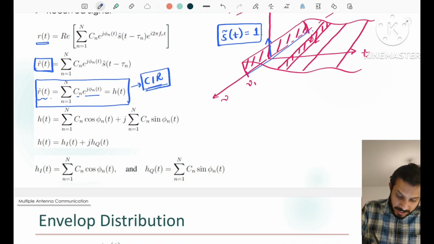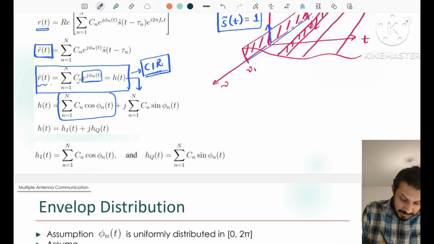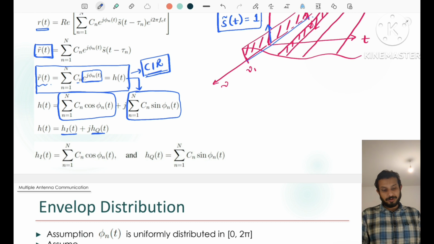So this can be expanded to this form by opening this e raised to power j phi n t. So we will get cos phi n t plus j sin phi n t. So then we can consider the first term as the hi of t and the second term as hq of t.